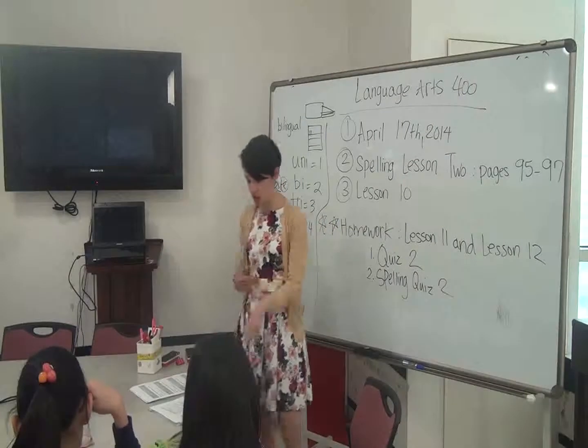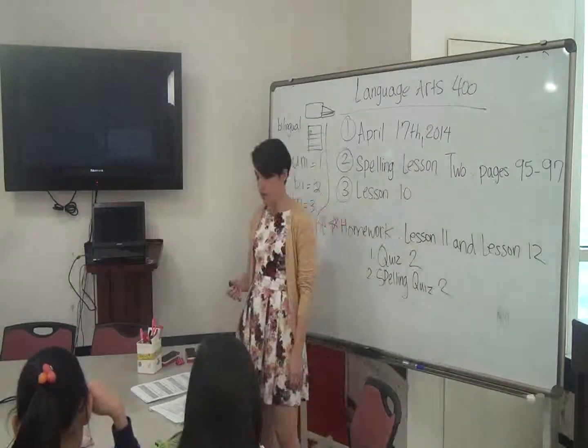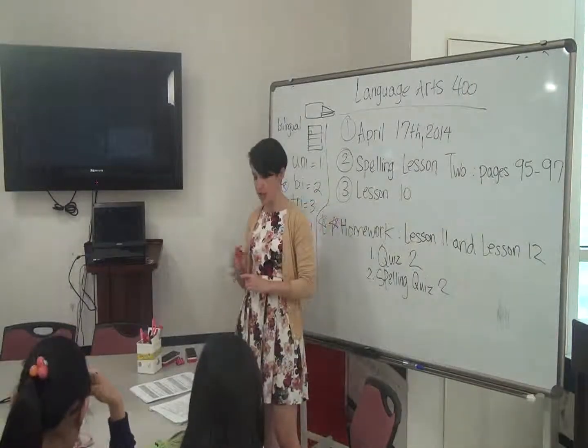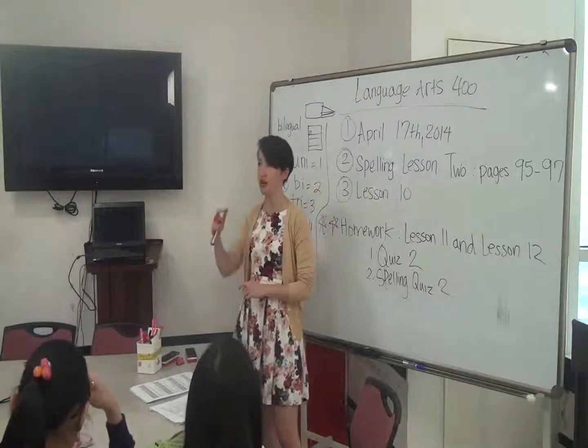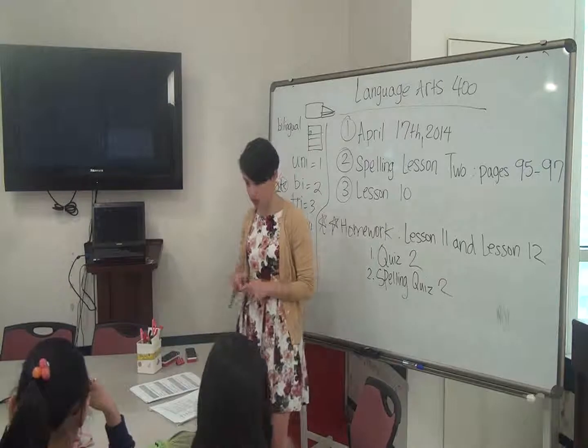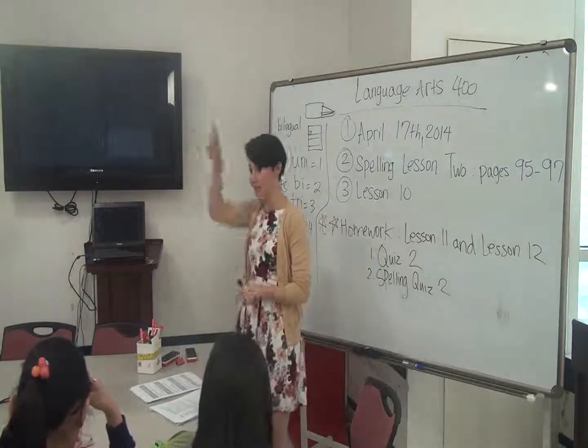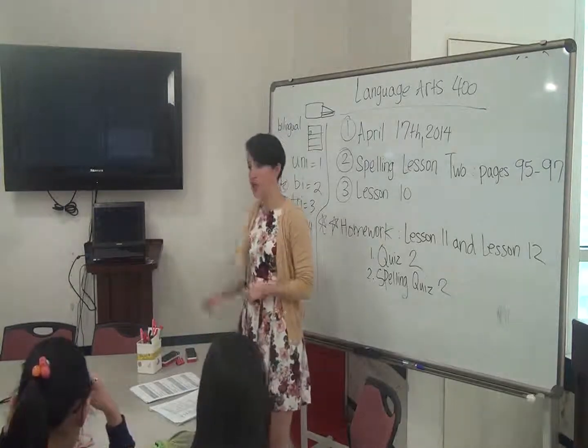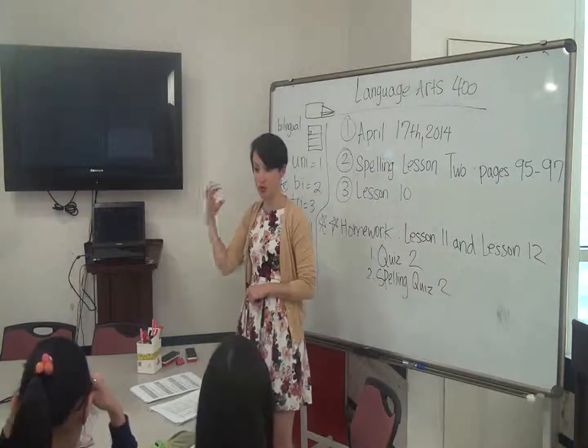Next one, nation. Nation. A group of people under one government. So nation and country are the same. Yeah, the same. Okay? Nation and country are the same. Continent is bigger, right? So like Asia is continent. Korea, no, not Korea.